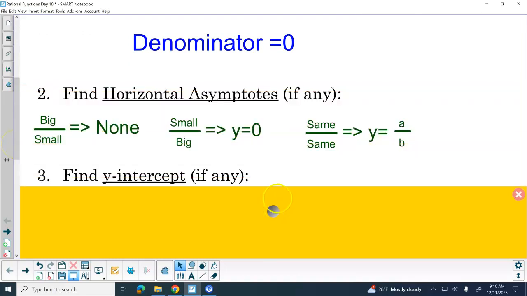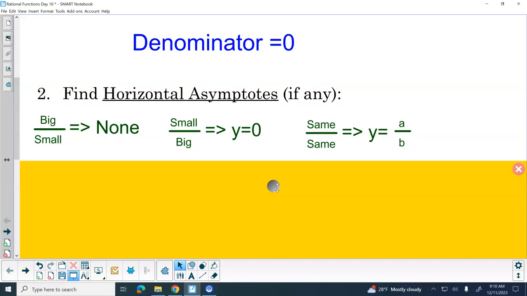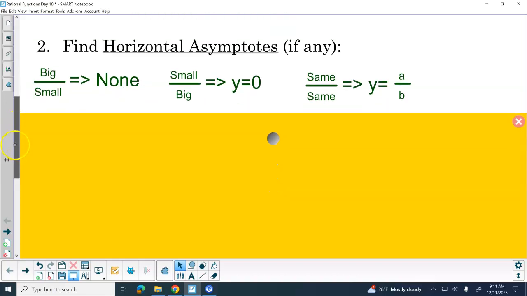Step number 3. Oh, wait, tap the brakes. Before we do that, step number 2. What happens if we're big over small, but differs by 1? Then we're going to have a slant asymptote, and that's going to come in later. Okay? All right.